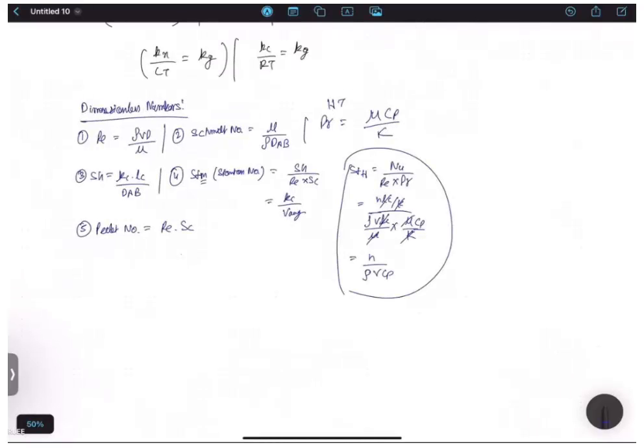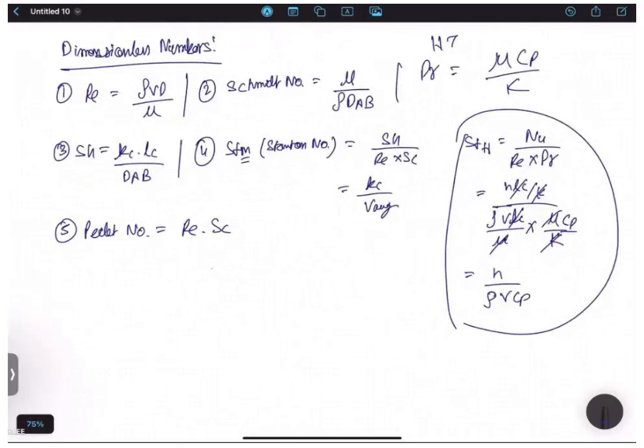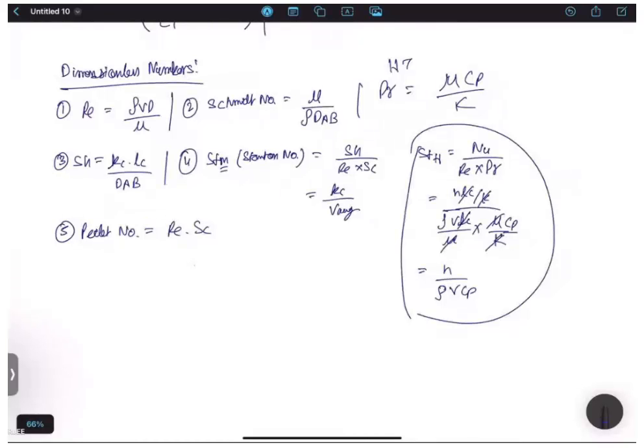When we do heat transfer, we will look into this. Now let us not waste time, let us complete it today. So dimensionless numbers are these. What is the significance of these dimensionless numbers? It is that we have certain analogies.